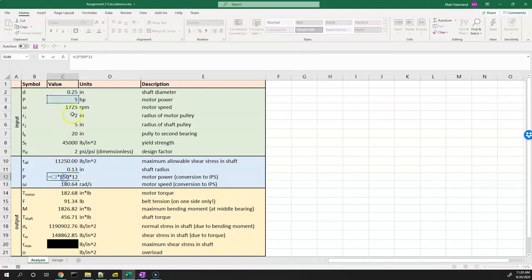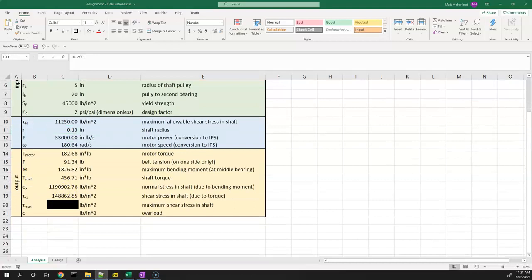Likewise, the power here is just the power up here, and I've multiplied by 550 to convert to foot-pounds per second, and then multiplied by 12 to get that into inch-pounds per second. And 550 and 12 are never going to change. They're constants that I can just plug right in because it's a fact about the conversion between power and two different units. And then this tau allowable here is just the yield strength of the material divided by 2, because that's what Tresca's criterion says. And we've also divided by the design factor as well. This is the maximum stress that you're allowed to develop in the shaft.